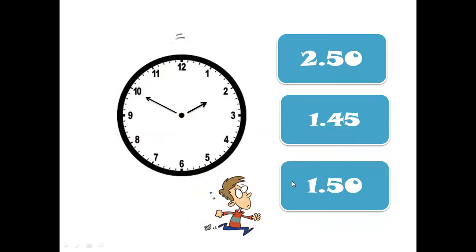Okay, now this is the difficult one. With the small handle, we know the hour, and with the big handle, we know the minutes. So the small handle is near 2, and the big handle is on 10. So tell me, boys, what is the time now? No, it's not 2 o'clock.